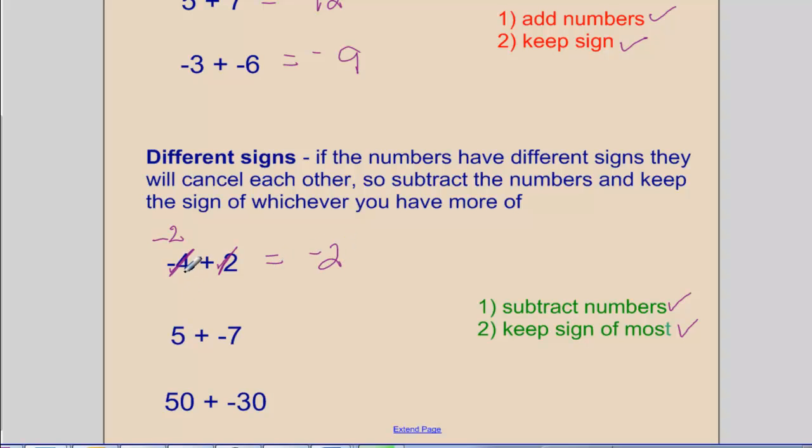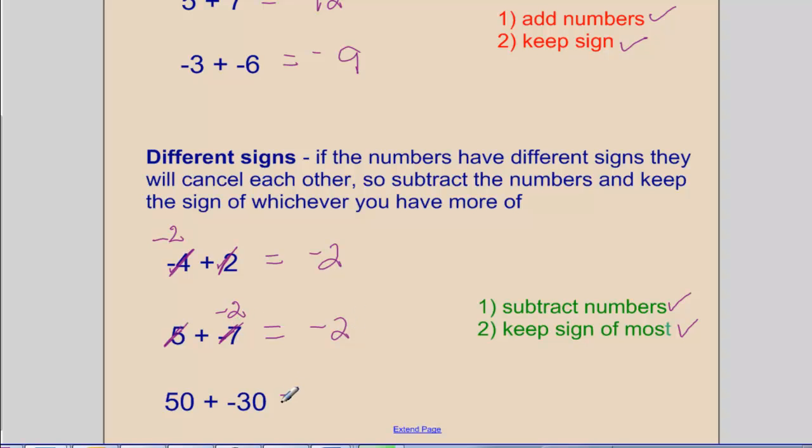So we subtracted 4 minus 2 to get 2, and we had more negatives than positives, so our answer is going to be negative. With 5 plus negative 7, we're going to cancel these 5 positives with 5 negatives, and we're left with 2 negatives after we cancel those 5. So our answer is negative 2. Again, 7 minus 5 is 2, and we have more negatives than positives.